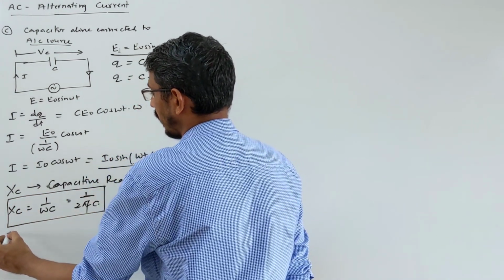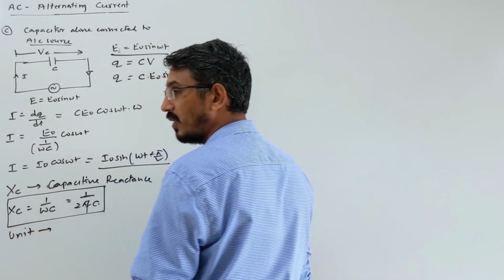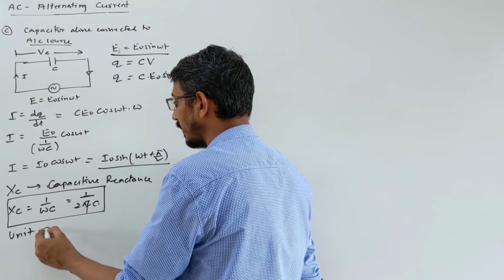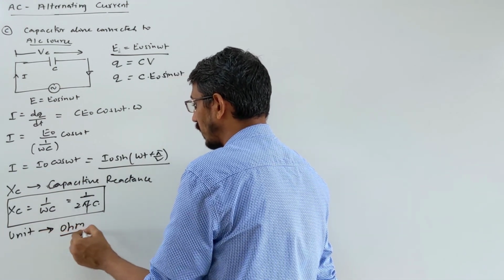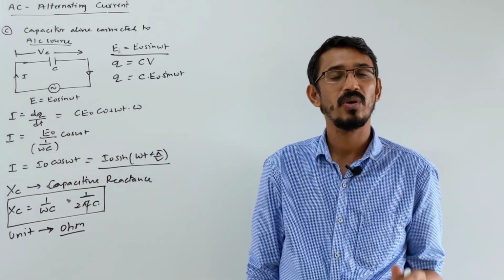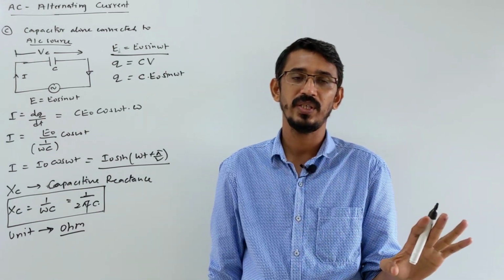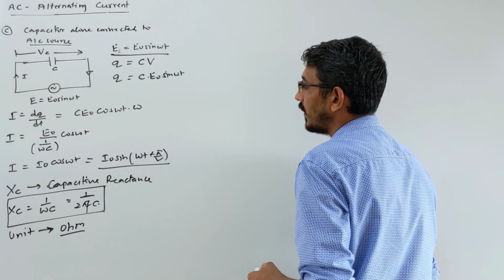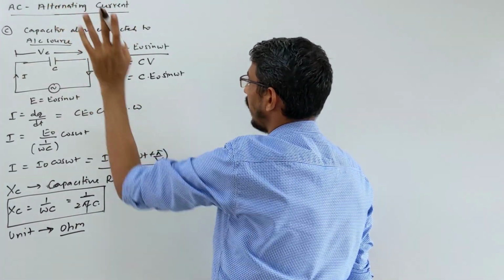Okay, the unit is the same as what? XL only, or resistance only, because it is also in ohms only. So this is again ohm only. You talk XL, you talk XC, you talk resistance, three things we have, and all our units are ohm only. Okay, then we are interested in what the phase difference is now.